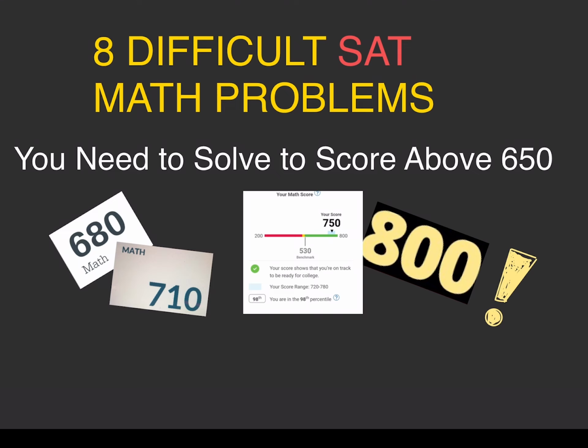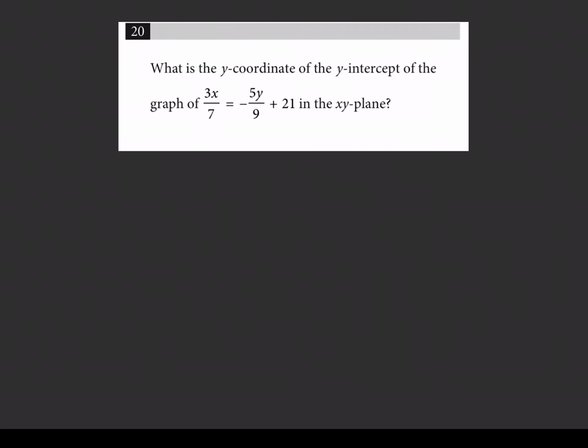So let's dive right in here. The first question I'm going to go over says, what is the y-coordinate of the y-intercept of the graph of 3x over 7 equals negative 5y over 9 plus 21 in the xy-plane?